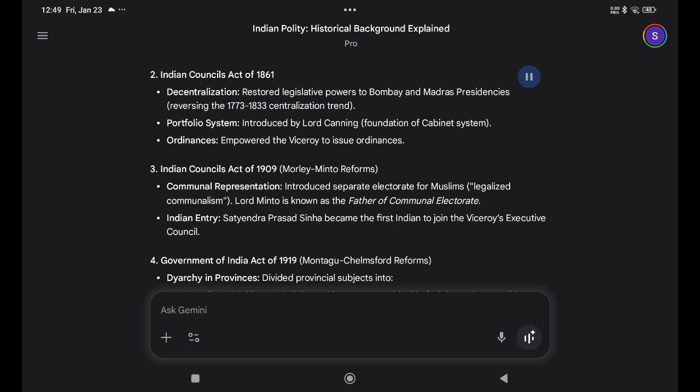3. Indian Councils Act of 1909, Morley-Minto reforms. Communal representation: introduced separate electorate for Muslims, legalized communalism. Lord Minto is known as the father of communal electorate. Indian entry: Satyendra Prasad Sinha became the first Indian to join the Viceroy's Executive Council.